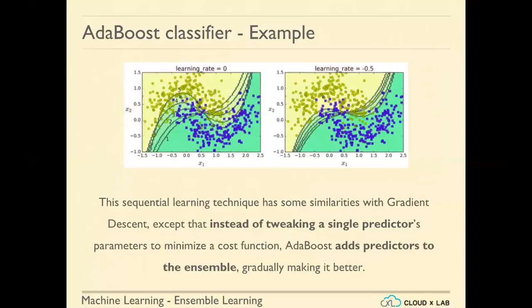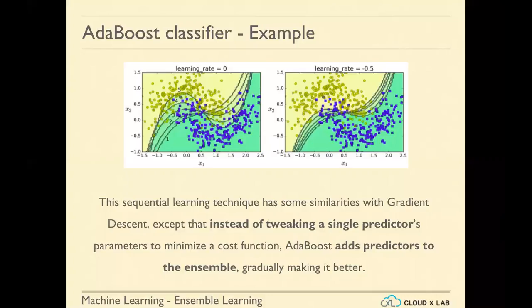Okay, so the sequential learning technique has similarity with gradient descent, except that instead of tweaking a single predictor's parameters to minimize the cost function, AdaBoost adds predictors to the ensemble. So what did we do in gradient descent? At every step, whenever our algorithm took a step, we kept on tweaking the individual predictor, right? That's what we did. In this case, we let one predictor do the learning and the prediction, and then we improve the previous one's predictions. While in gradient descent, we were improving on every step.